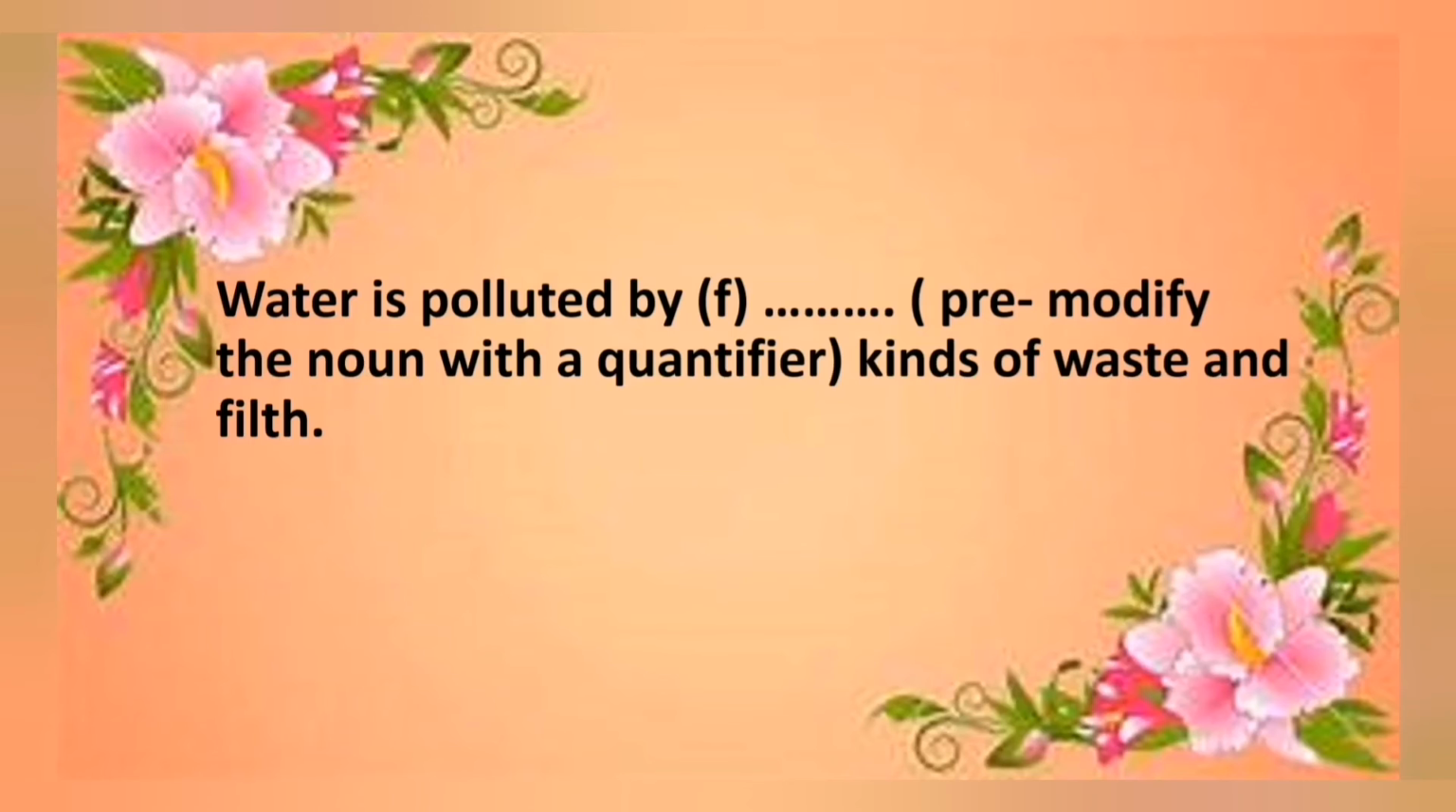The next sentence is: Water is polluted by dash kinds of waste and filth. Here, you have to use a quantifier to pre-modify the noun. A quantifier is a kind of adjective. Numbers such as 1, 2, 3, 4, and words which show amount such as much, many, some, several, a lot, all, are called quantifiers. So, as the answer, here we can use "all." Water is polluted by all kinds of waste and filth.